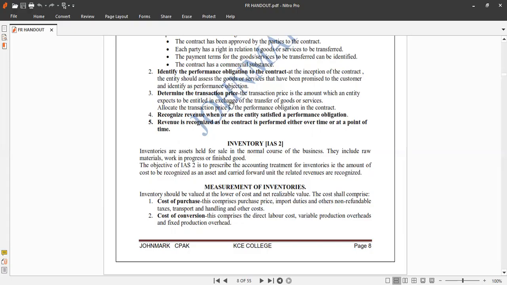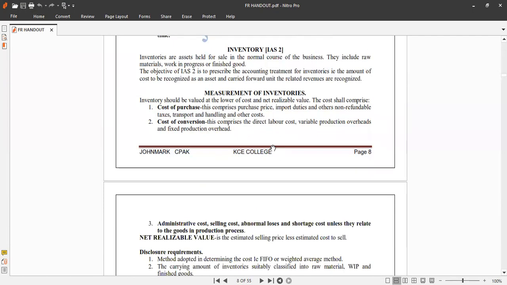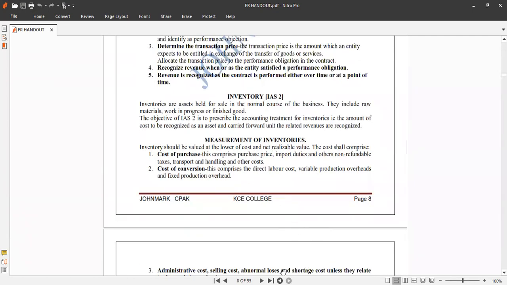This topic will also prepare us for our next topic, the published financial statement. Good. So that marks the end of accounting for assets and liability. Keep on revising.